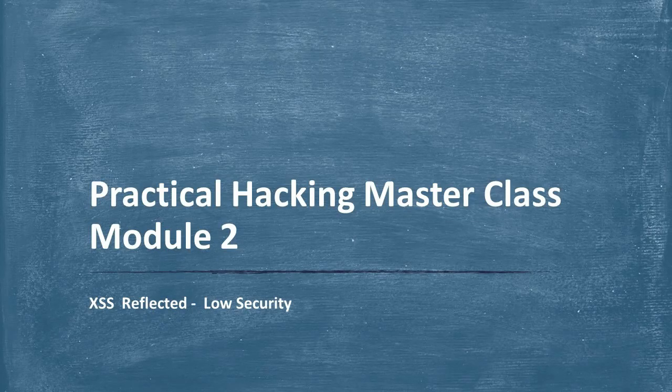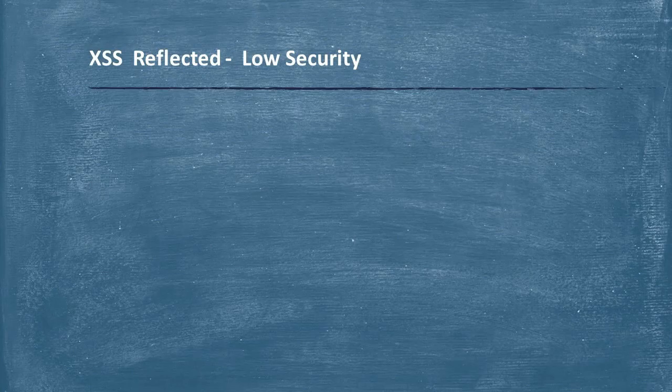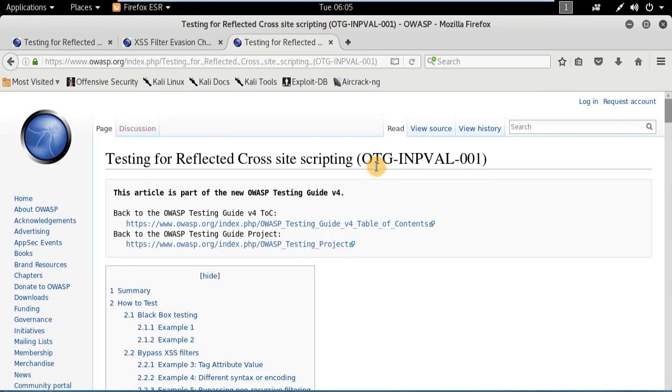Welcome back everyone. Today we are going to look at XSS reflected, and for this I am on the OWASP page, and here we are testing for reflected cross-site scripting. In this particular video we are not going to study how to search for the XSS vulnerabilities. We are going to study how you can use this vulnerability on the DVWA setup. So we are just going to do that in this video.